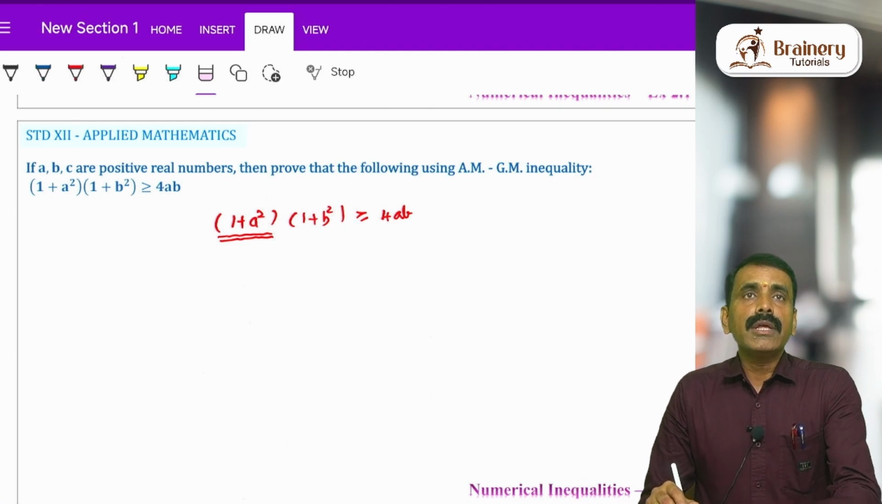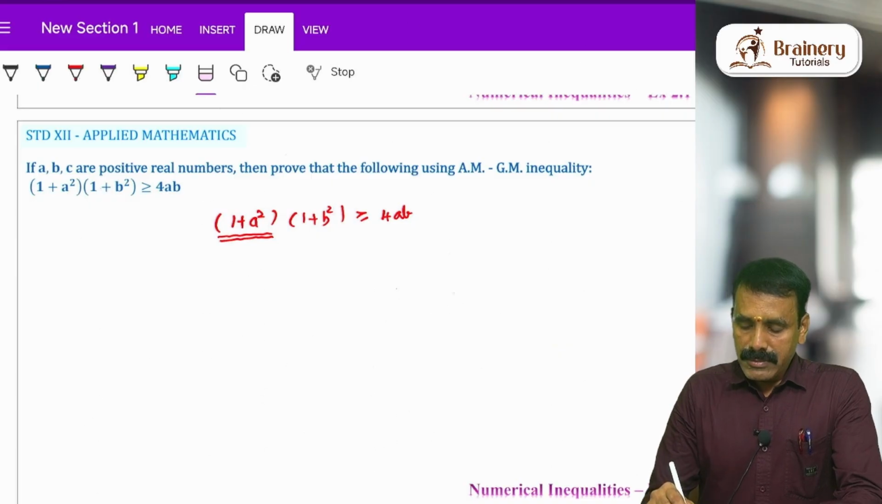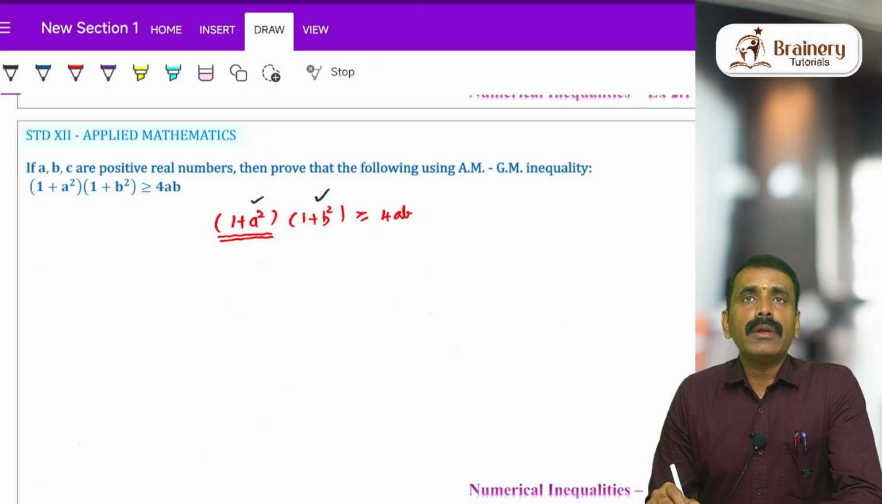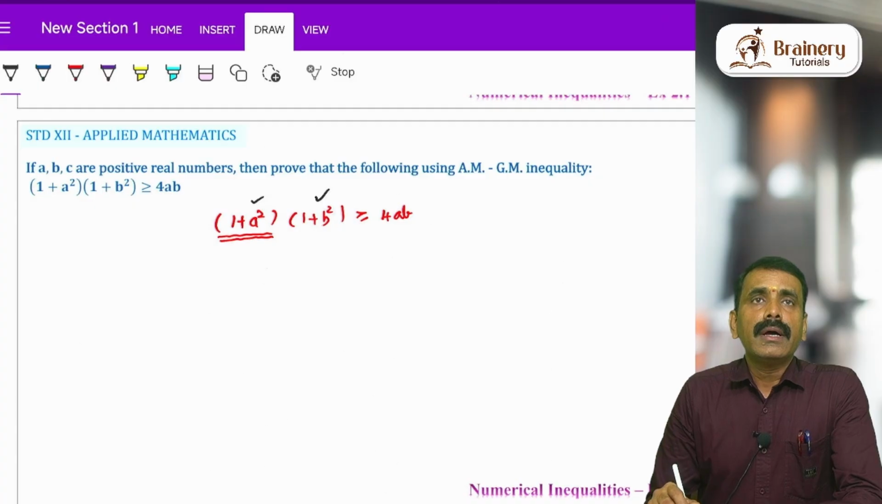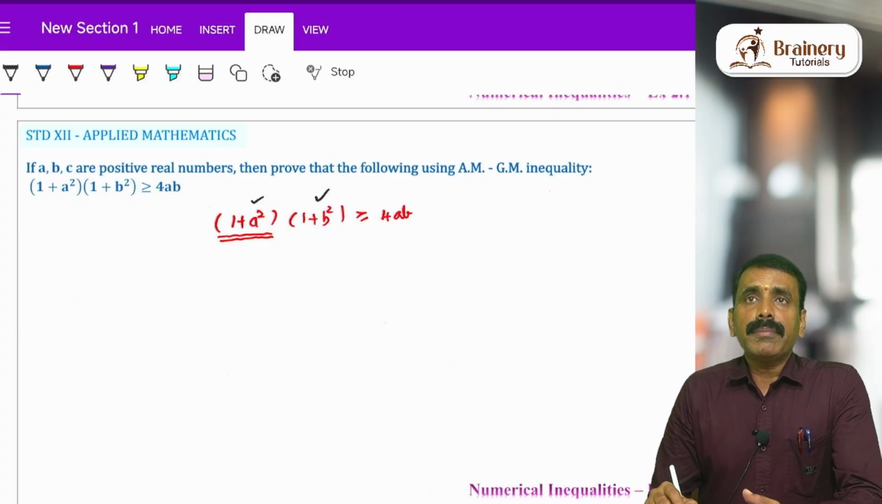We are going to solve this inequality: 1 plus A square into 1 plus B square greater than or equal to 4AB. Here we have two terms, one is 1 plus A square and the other one is 1 plus B square. With 1 plus A square we are going to form one inequality, and with 1 plus B square we are going to form another inequality. We are going to merge them together. First we are going to consider 1 plus A square.